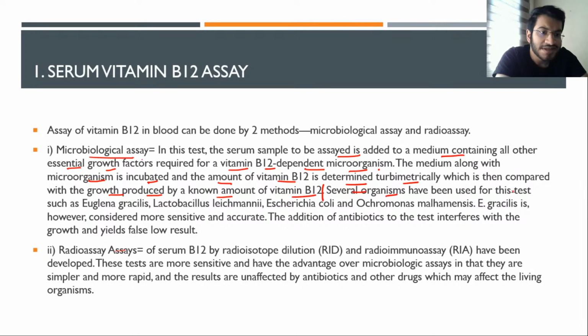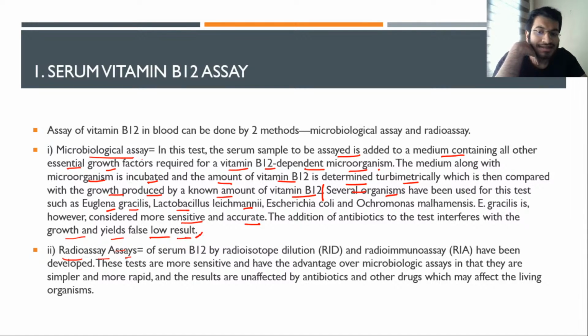Several organisms have been used for this test, such as Euglena gracilis, Lactobacillus leichmannii, E. coli, Escherichia coli, and Ochromonas. Right, E. gracilis or Euglena is used, however, because it is more sensitive and accurate. The addition of antibiotics to the test interferes with the growth and yields a false low result.